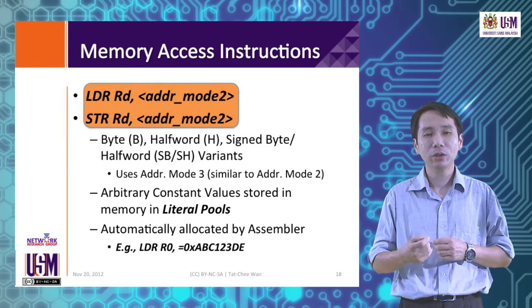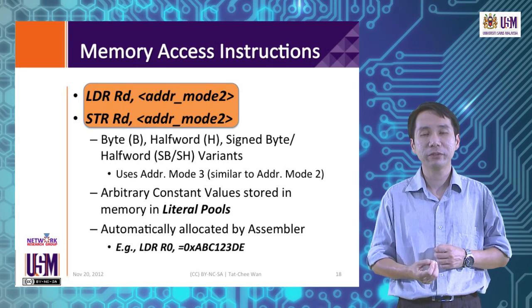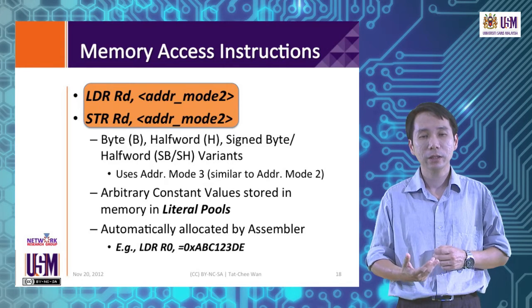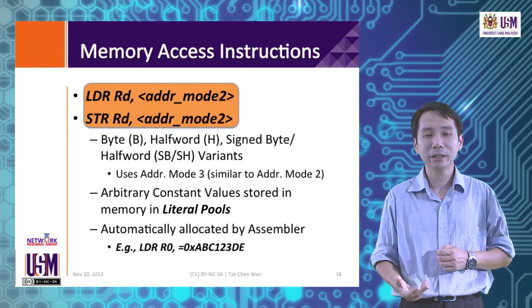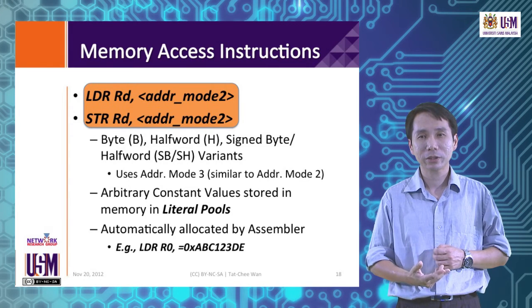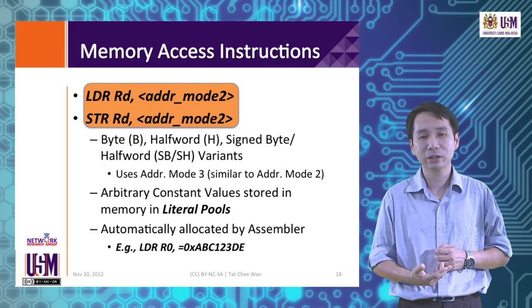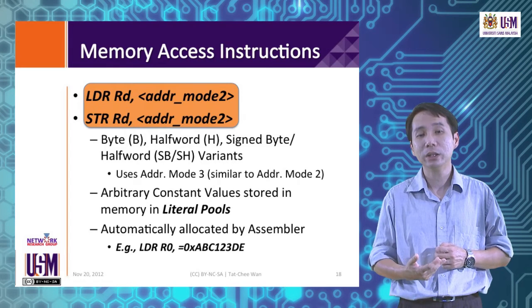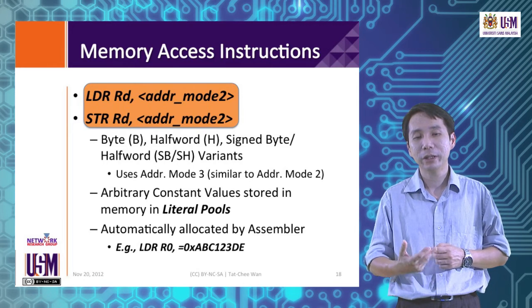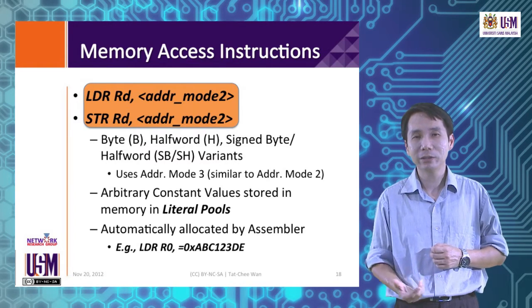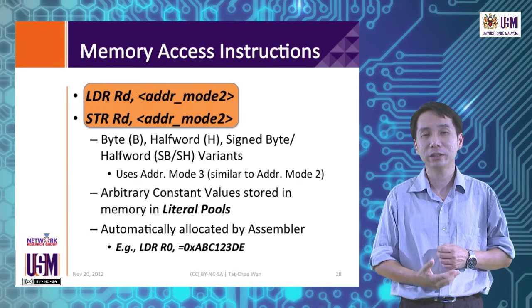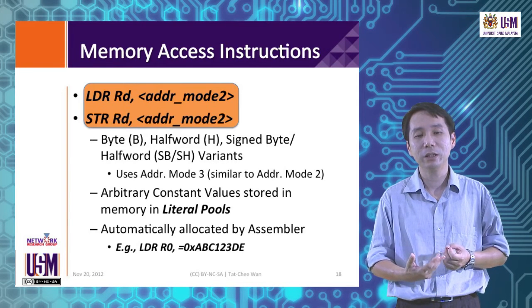Now we can use load and store to access arbitrary constant values stored in memory locations known as a literal pool. A literal pool will be accessed by using the equal symbol to prefix the value in the operand. So for example, LDR R0, =0xABC123DE will load the constant value from memory into the register such that R0 contains the value in hexadecimal of ABC123DE at the end of this instruction.